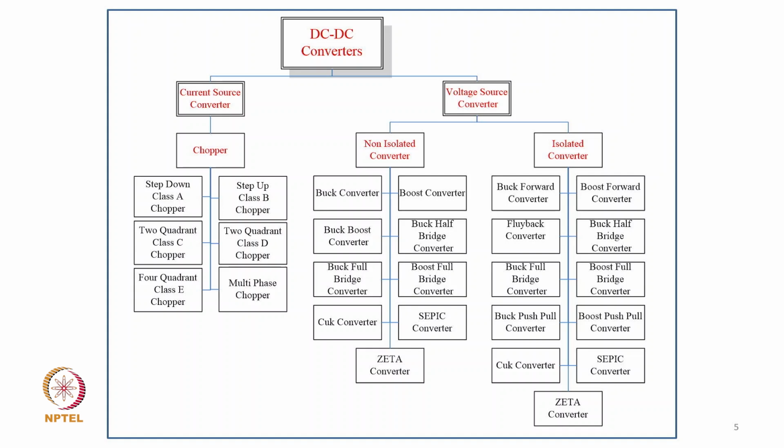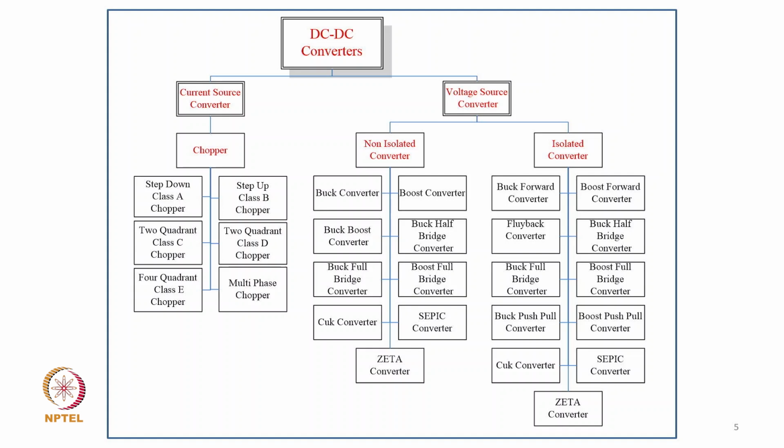Then we have voltage source converters, which are classified into two categories: non-isolated DC-DC converters, starting from buck converter, boost converter, buck-boost converter, buck half bridge converter, then buck full bridge converter, then boost full bridge converter, then Cuk converter, SEPIC converter, and Zeta converter.